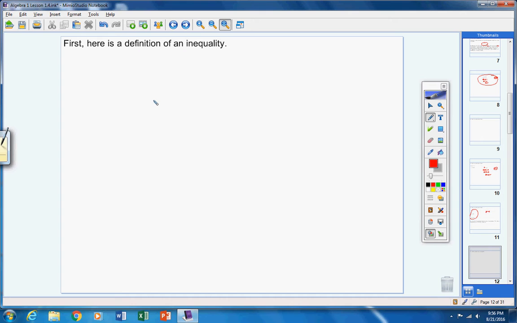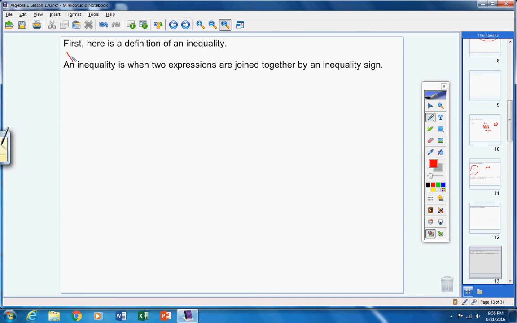First, please copy this in your notes. Here's the definition of an inequality. An inequality is when two expressions are joined together not by an equal sign, but by an inequality sign or an inequality symbol. What's the inequality symbol? You know, less than or equal to, greater than or equal to. These are inequality symbols or inequality signs, okay?